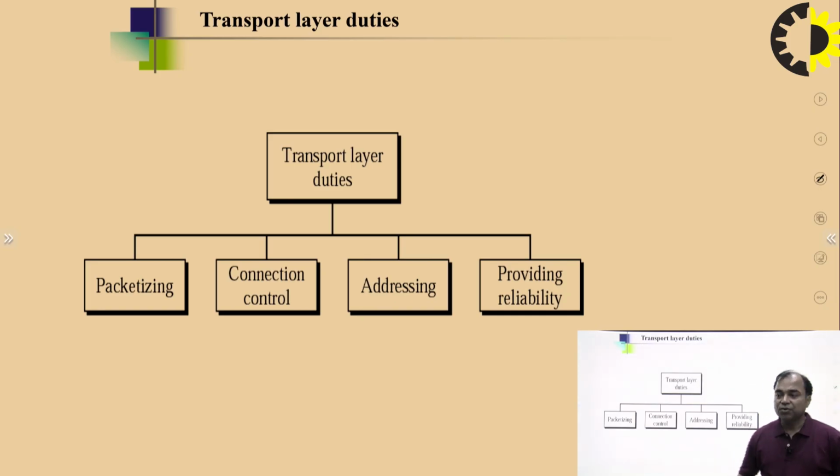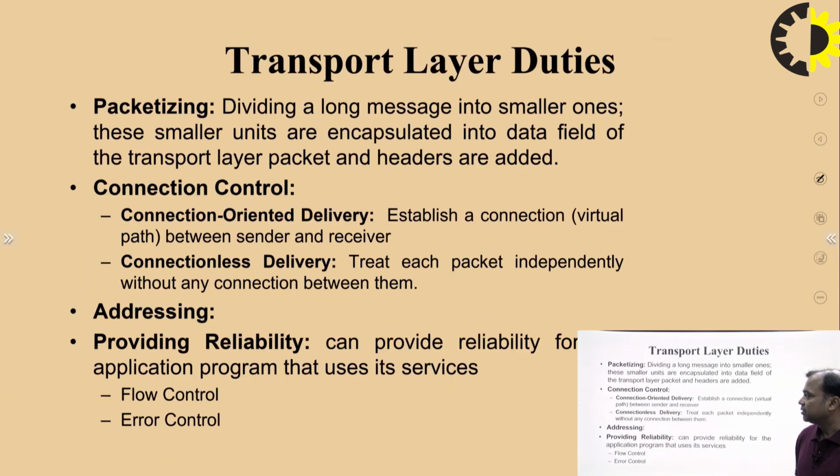So first we go for packaging. What is packaging? Packaging means dividing a long message. We have a long message that we want to send over the internet. That long message is divided into smaller ones. These smaller units are encapsulated, meaning each small unit is put into the data field of a transport layer packet, and headers are added.